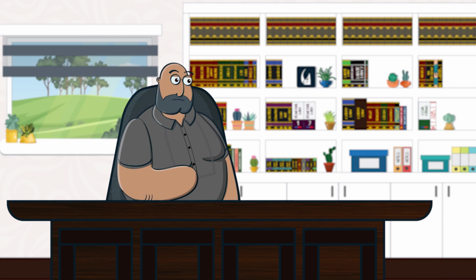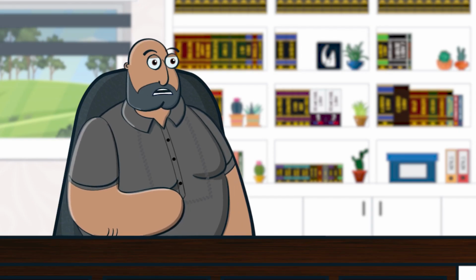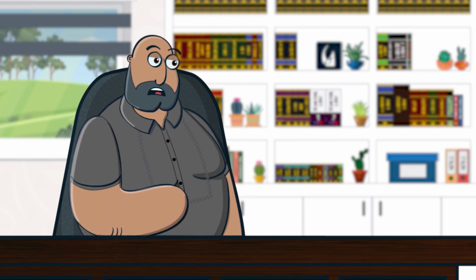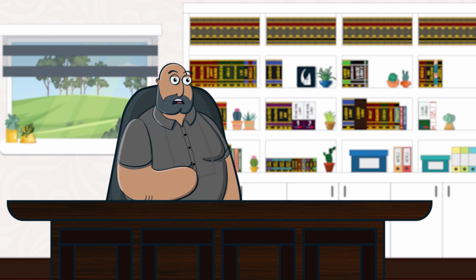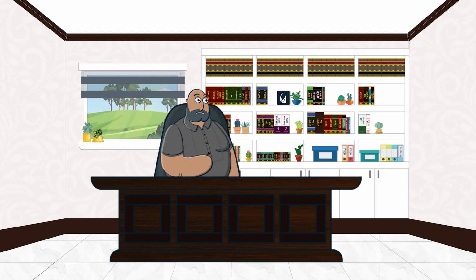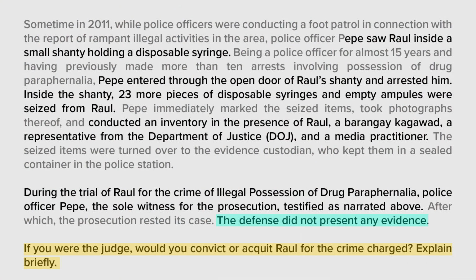In the next paragraph, the examiner tells us that Raul was charged with the crime of illegal possession of drug paraphernalia. However, it appears that only Police Officer Pepe was made to testify in court. The defense didn't bother to present evidence. In the final paragraph, the examiner reiterates his or her call. If you were the judge, would you convict or acquit Raul for the crime charged? Explain briefly. After marking our paragraph, it should look like this.